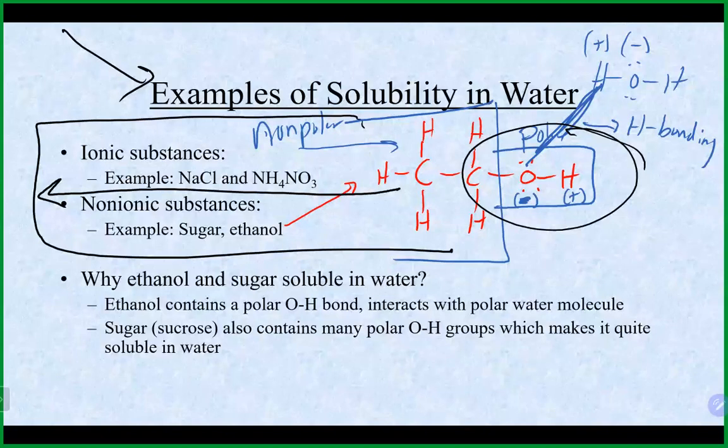Something like sugar, for example, is a little bit larger of a molecule, but the difference is that sugar, as we'll see in a picture shortly, is littered with a bunch of OH groups all over it. So everywhere there's an OH group in sugar, it has a place to interact with water. And that makes sugar, as we know, if you take some sugar and water, it will dissolve. They mix really well, and sugar is fairly soluble in water.